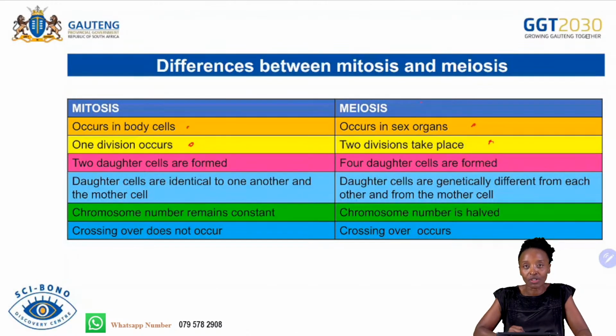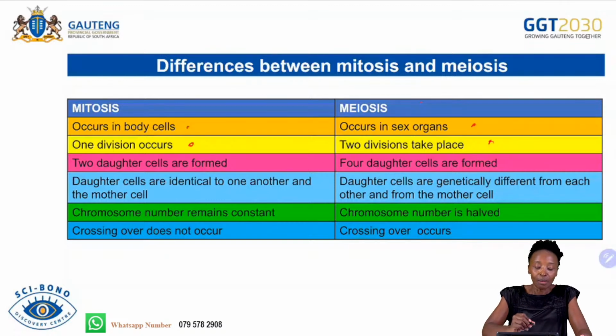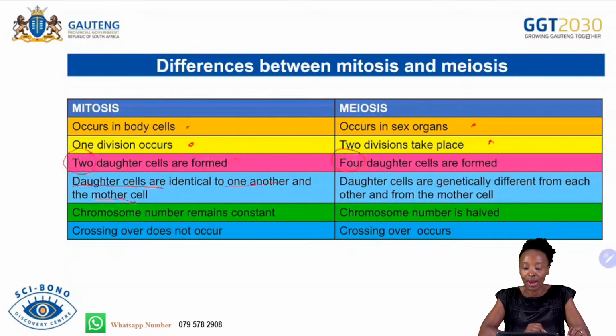Mitosis is only one division. Meiosis, it's 2 divisions. That is why we have meiosis 1 and meiosis 2. Mitosis results in the formation of how many cells at the end? 2. Whereas meiosis results in the formation of how many cells at the end? 4. And then with mitosis, the 2 cells that are formed at the end are identical to each other, and they are also identical to what? To the mother cell. Whereas in meiosis, the daughter cells are genetically different from each other, and they are also different from the mother cell.